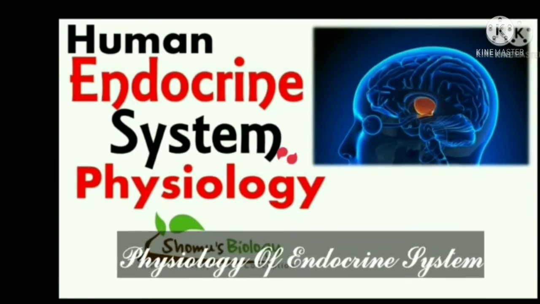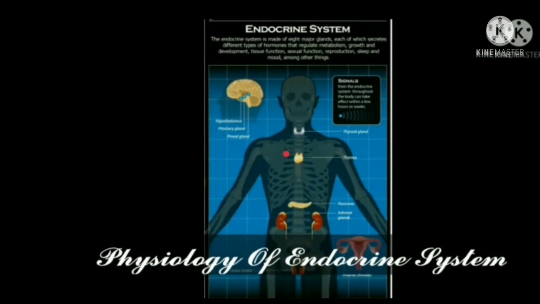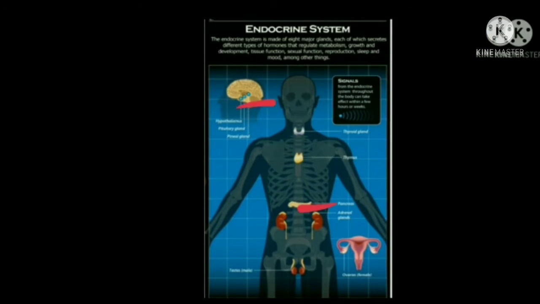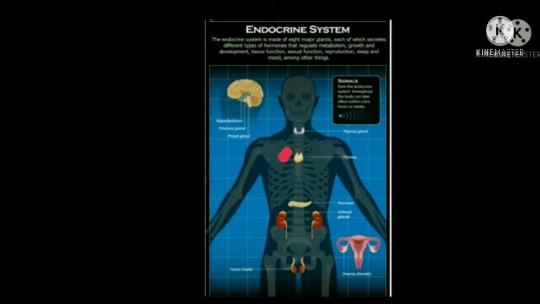Physiology of the endocrine system. The endocrine system is made up of 8 major glands, each of which secretes different types of hormones that regulate metabolism, growth and development, tissue function, sexual function, reproduction, sleep and mood, among other things.